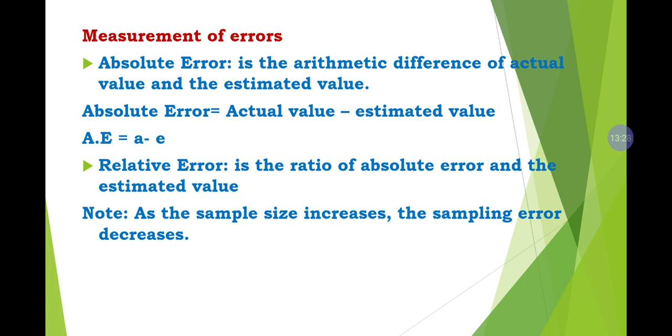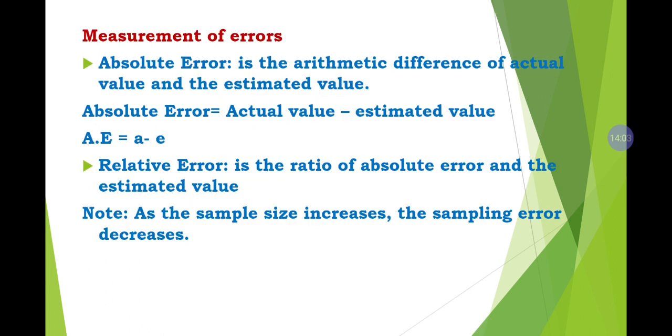Then next is relative error. This is the ratio of absolute error and the estimated value. Here we took the difference, actual value minus estimated value, and got the absolute error. Relative error is where we take the ratio. As the sample size increases, the sample error decreases. When my sample size is more, my sample error will be less.